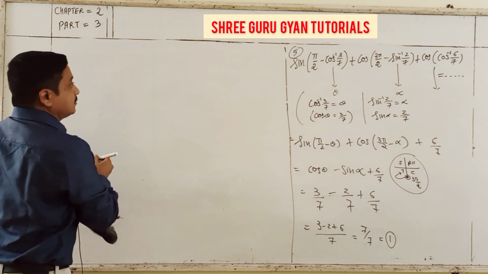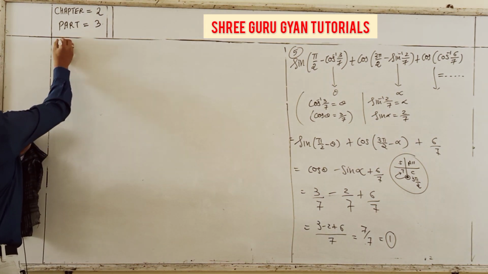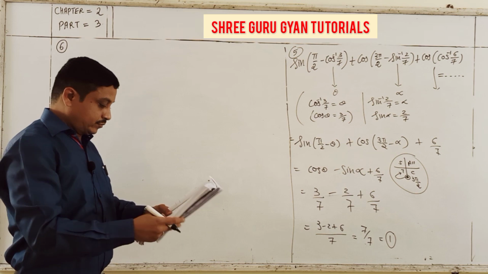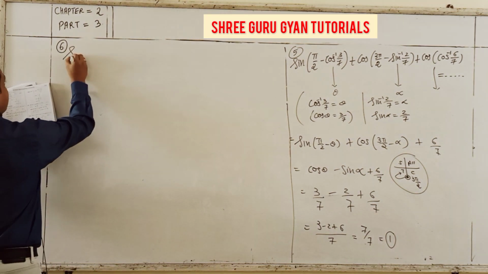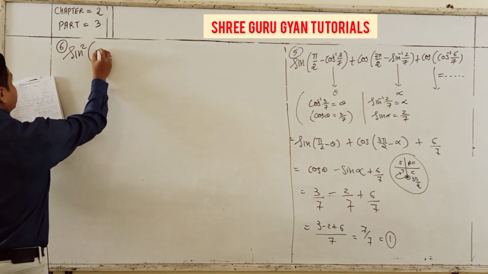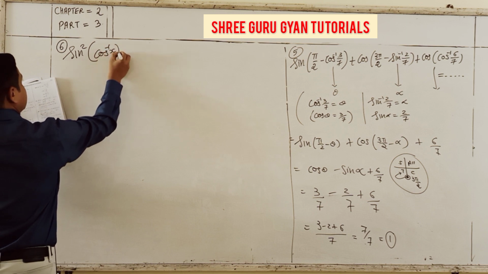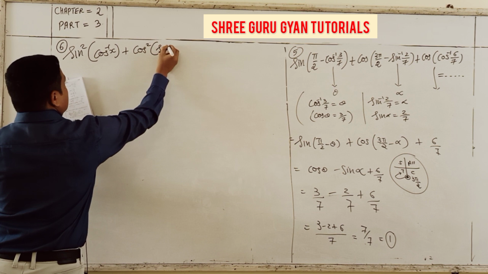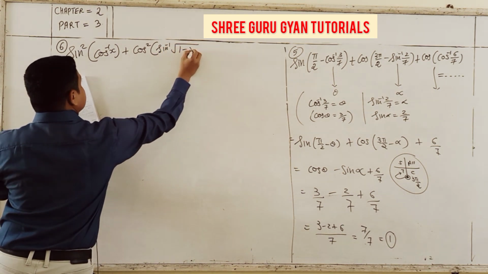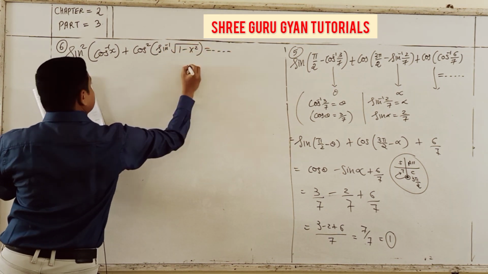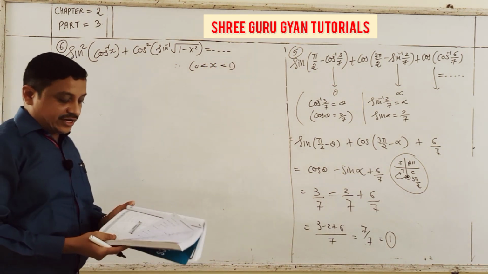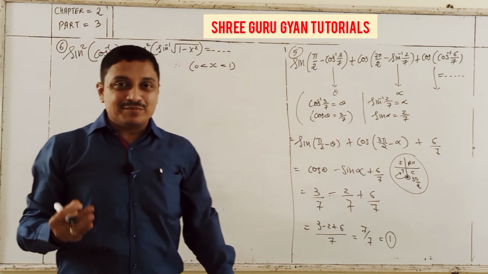In the sixth one, sine square, this is also a very interesting question. Cos inverse x, cos square, sine inverse under root 1 minus x square is dash dash dash, for 0 less than x less than 1. So a very easy, simple way.